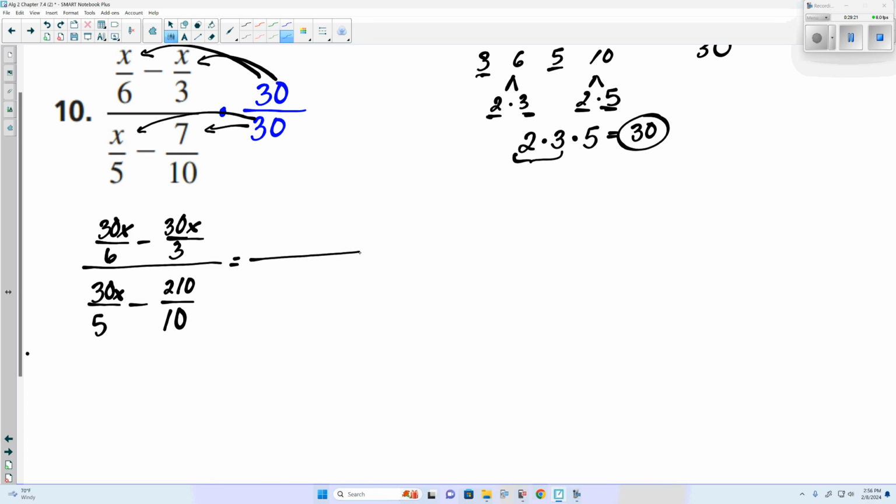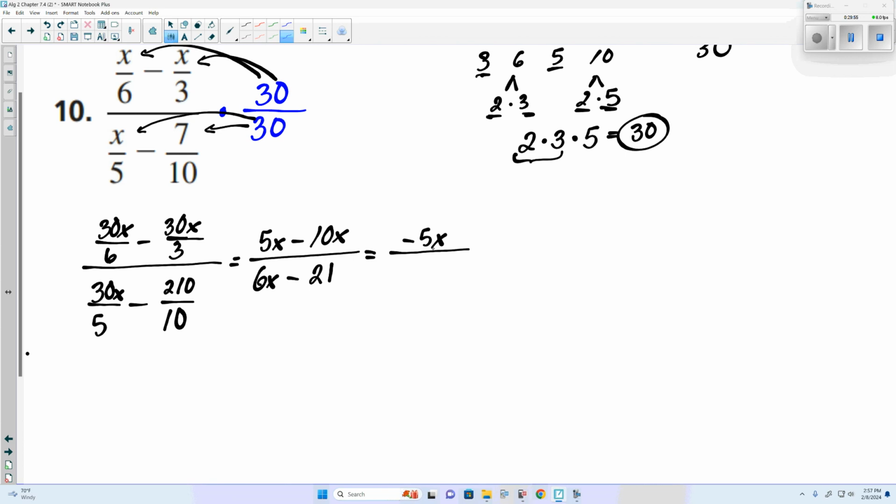Now we need to simplify. 30x divided by 6. 30 divided by 6 is 5, and we have our x. Minus 30x divided by 3, 10x. 30x divided by 5, 6x. 210 divided by 10, 21. Now there's 2 things we can do. 1, 5x minus 10x is, yes, negative 5x. We need the negative.